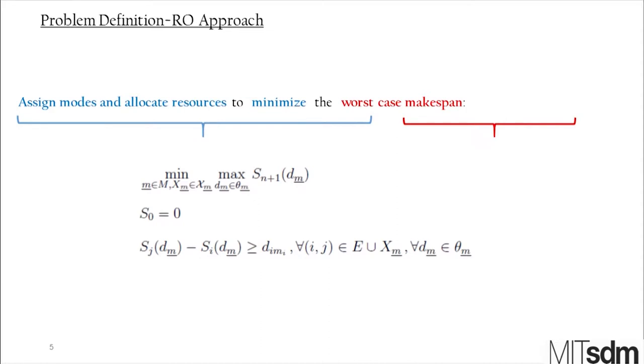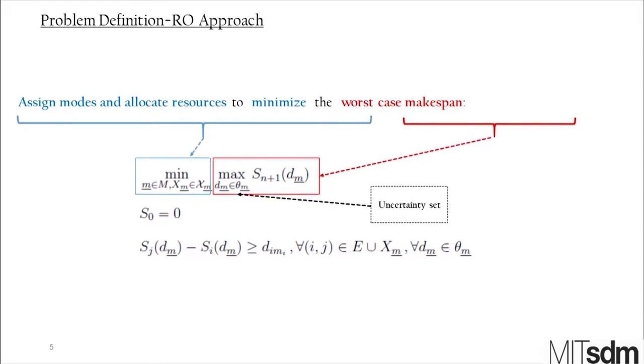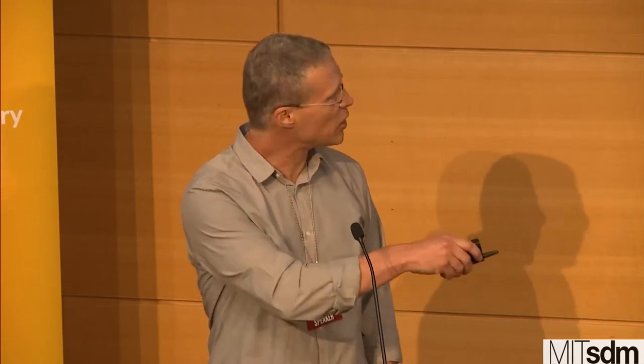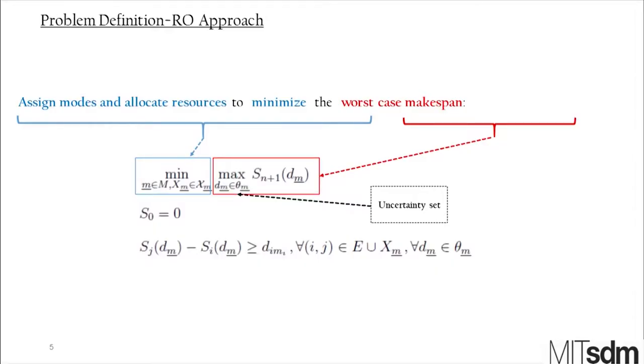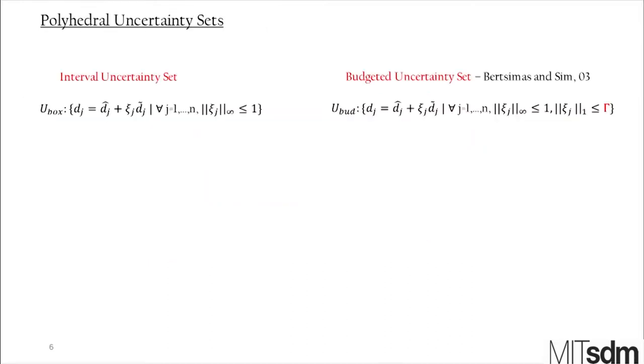So what is the problem definition? We want to select the modes or the alternatives, or to define the configuration of a project, and to allocate the resources to the project activities and work packages in order to minimize the worst case makespan. So this is a min-max objective, and the durations are uncertain. But in our model, we do not assume any distribution for the activity's duration. We just assume that they belong to an uncertainty set, a concept which I will explain now. And there are various constraints, and we are flexible in inserting constraints.